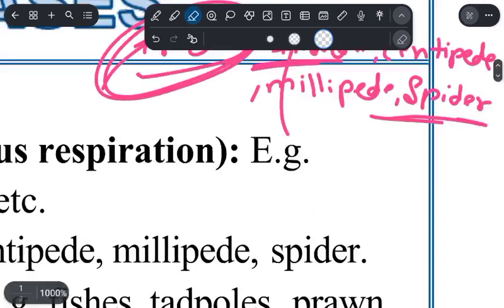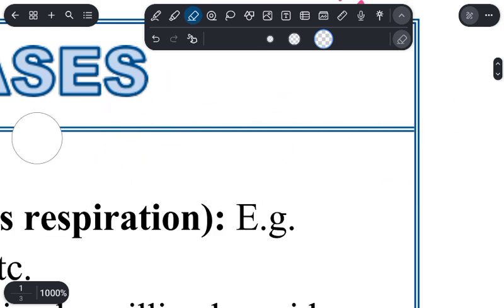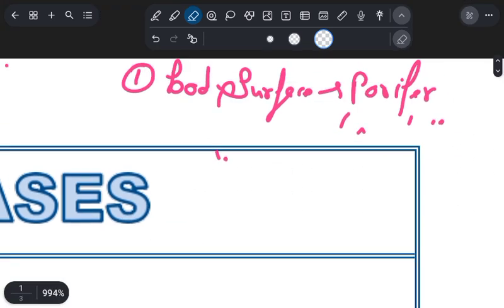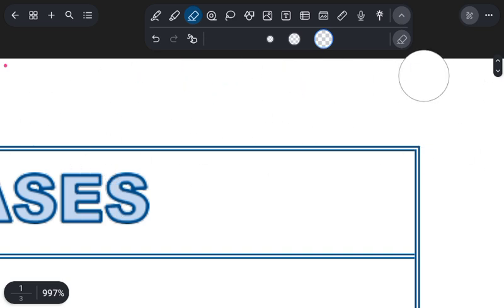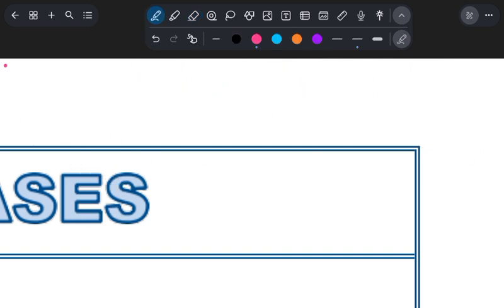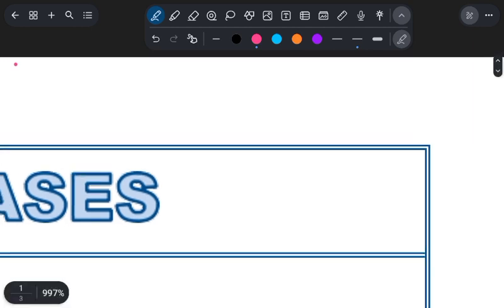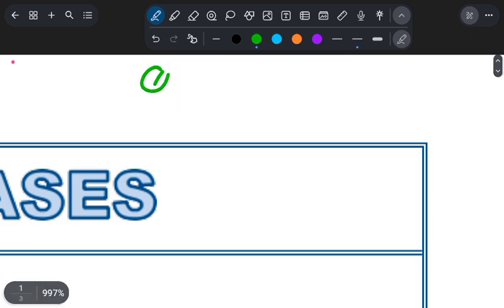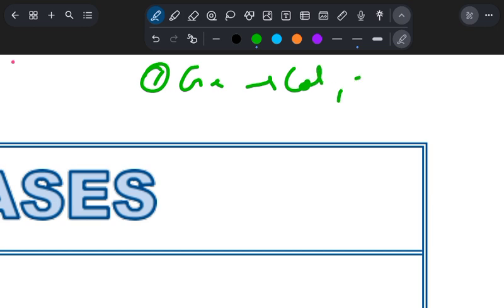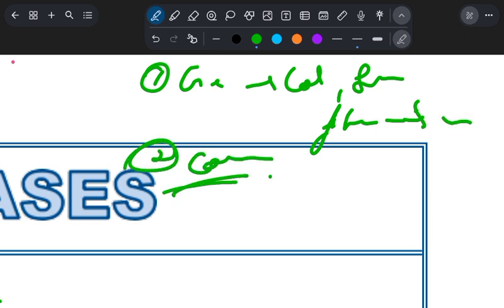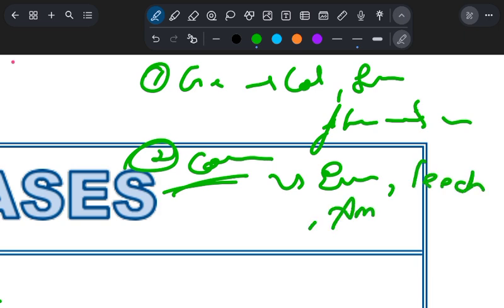I can remember it. Got it. So we will try to revise it again. First one, through the general body surface: coelenterates, sponges, and flatworms, which come under Platyhelminthes. That's it. And then cutaneous respiration in earthworm, leech, and then your amphibians.